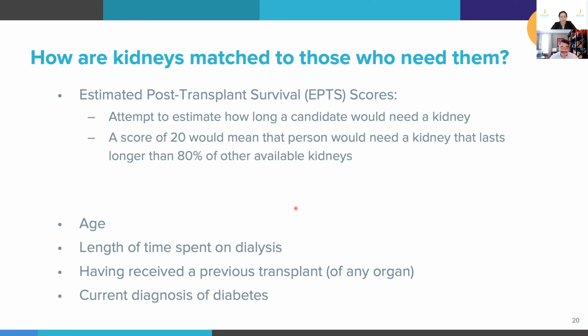get a transplant. The estimated post-transplant survival score is determined by their age, how long a patient may have been on dialysis, whether they've had a previous transplant of any organ, and whether they have diabetes. Those all go into their estimated post-transplant survival score.